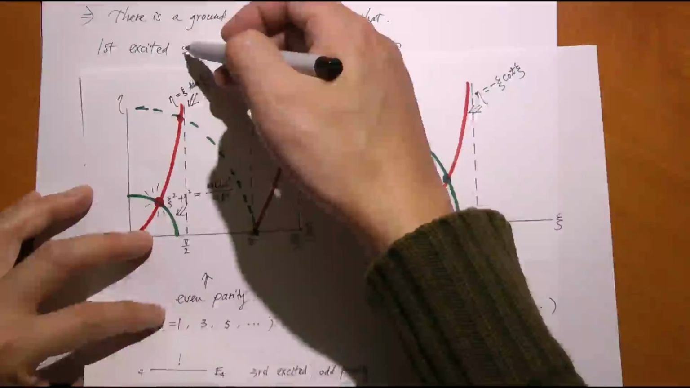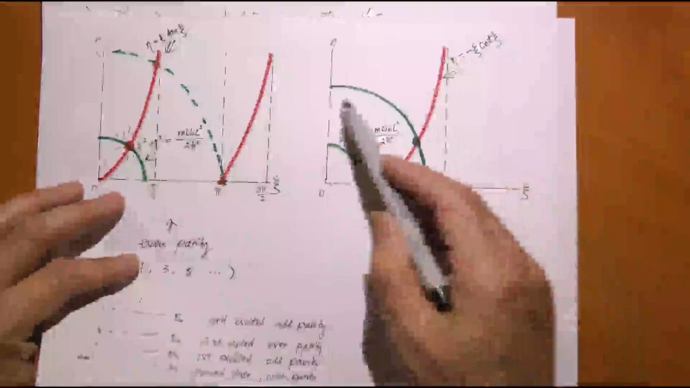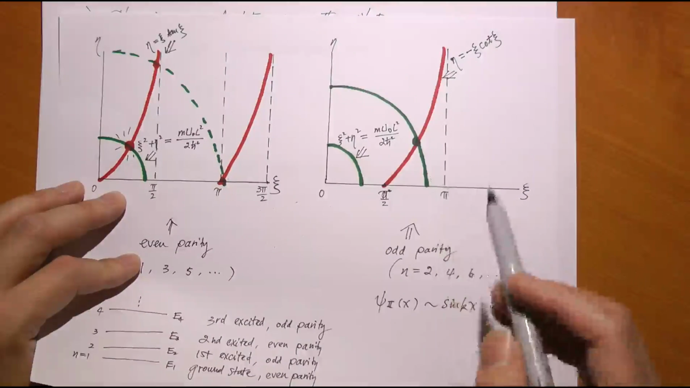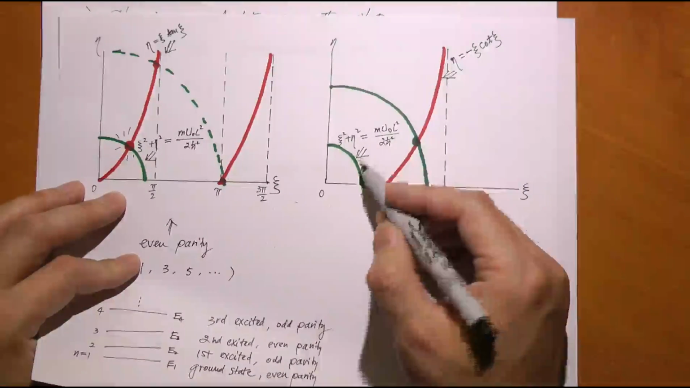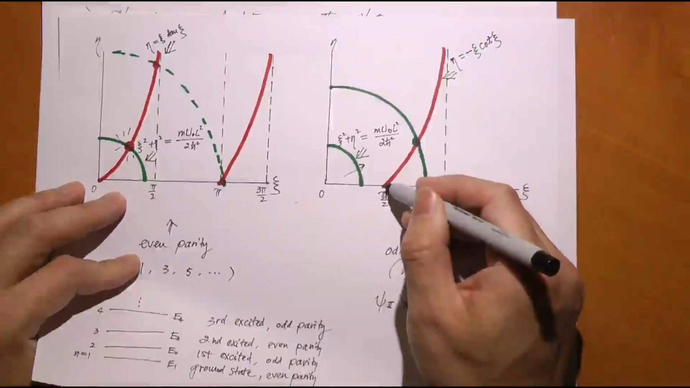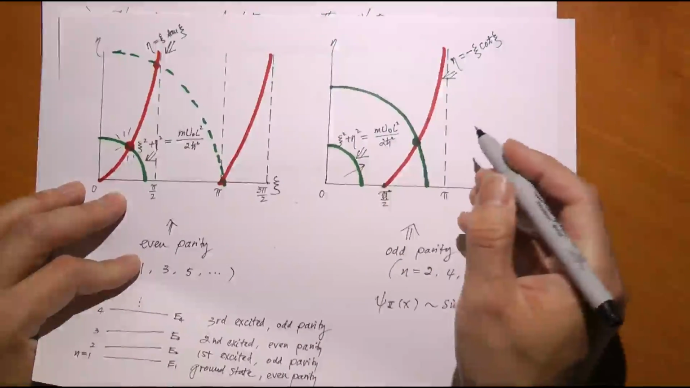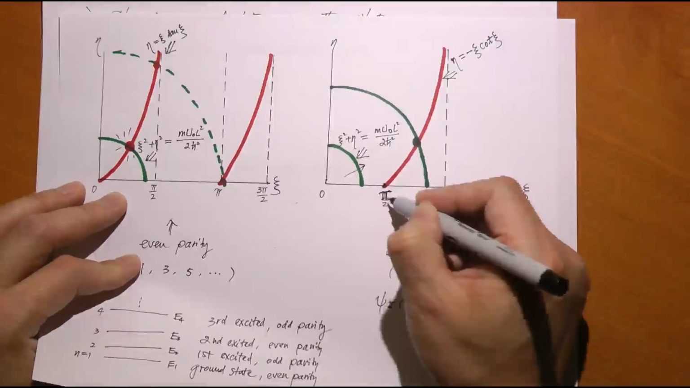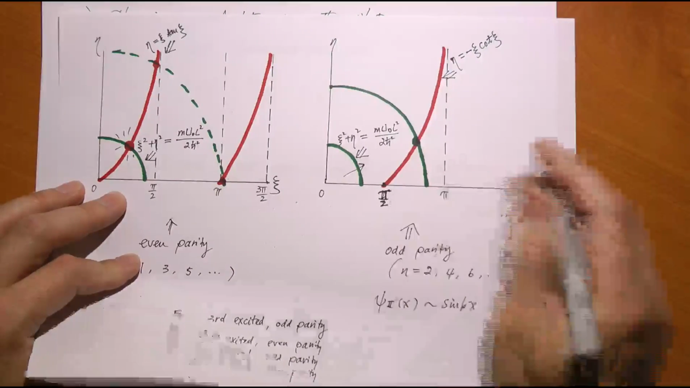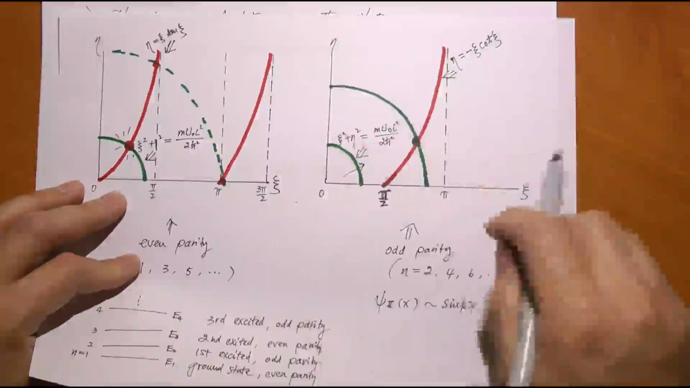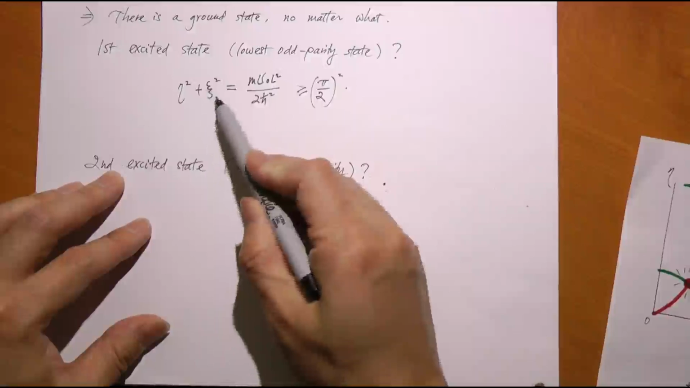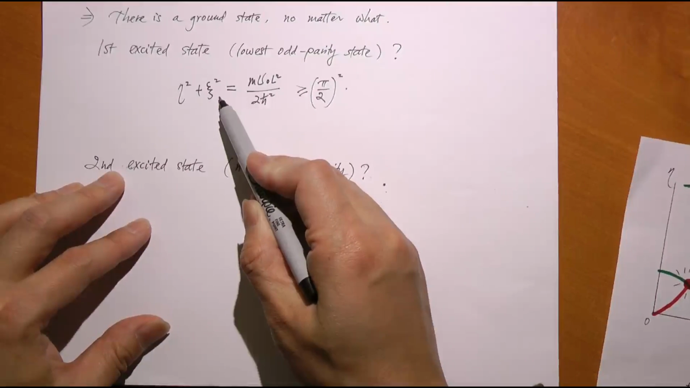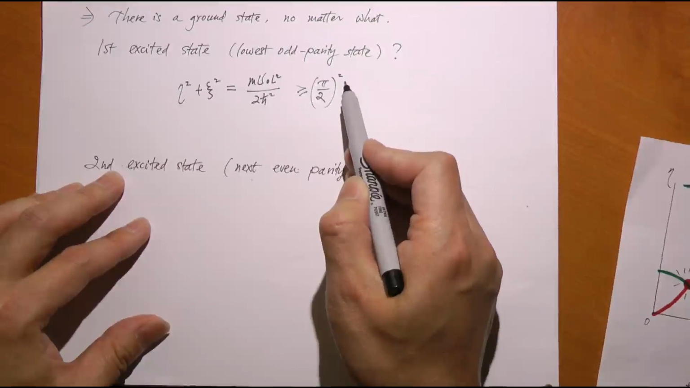The first excited state is an odd parity state, so I have to look at this curve. For this curve, the first excited state, the circle has to grow at least to this size, and this is pi over 2. So I should be using this curve. The answer is the same, but I have to use this curve for odd parity. So eta squared plus psi squared must be greater or equal to at least pi over 2 squared.